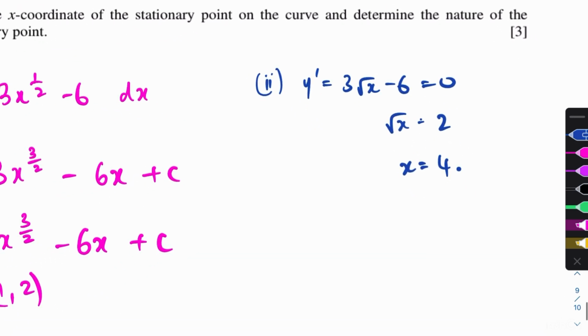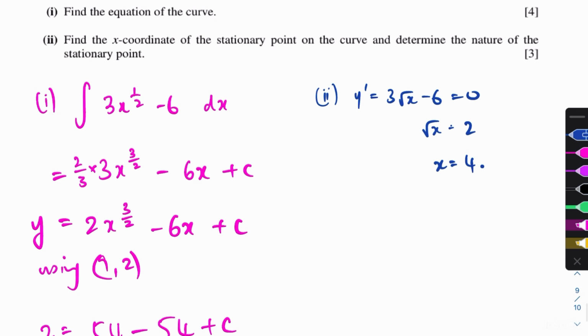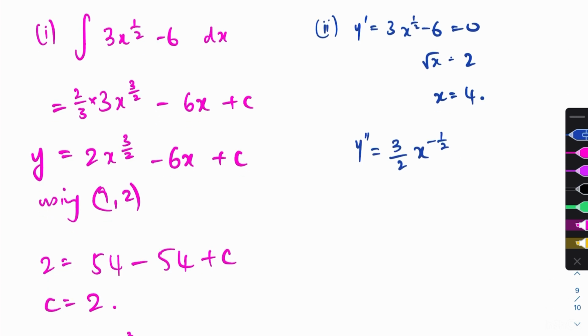And how do we determine the nature of it? You have to double differentiate, find y double dash. So y double dash is equal to, okay, I'm just going to change this to x to the power of half because I find that much easier to work with when you're differentiating. So 3 over 2 x to the power of minus 1 over 2, and then the 6 disappears because it's a constant.